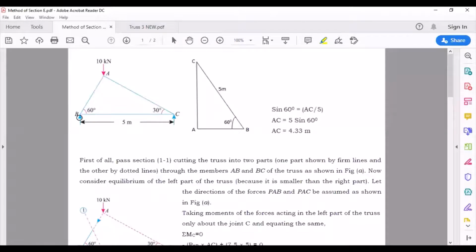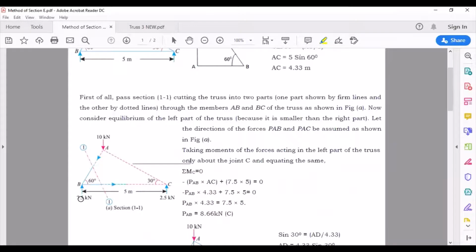are nothing but reactions. At B and C, first thing is you are supposed to find out the reactions. Everybody has studied how you calculate the reactions. After calculating the reactions, you have got reaction at B as 7.5 and reaction at C as 2.5. So they are nothing but reactions.